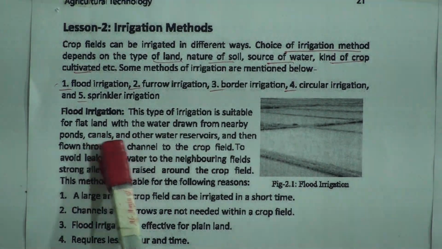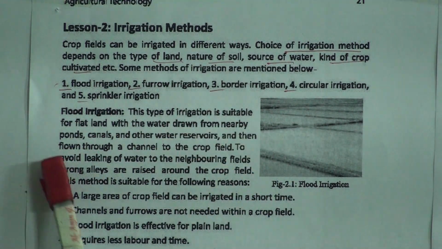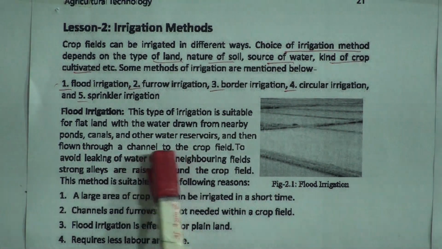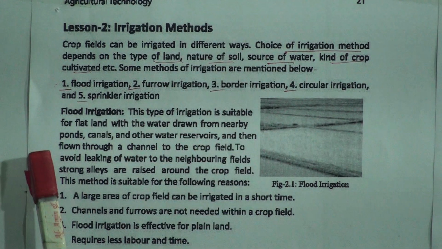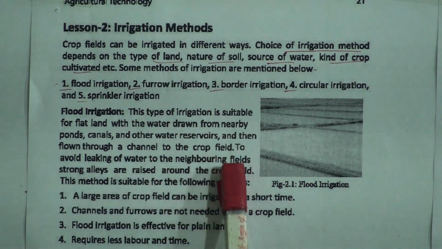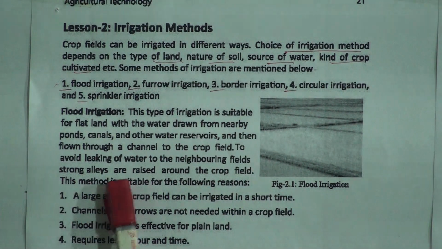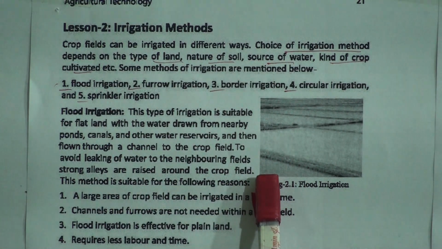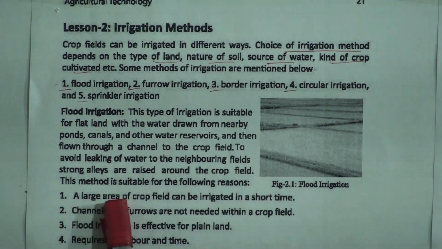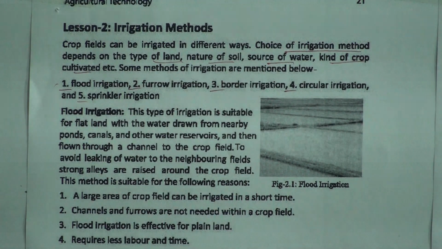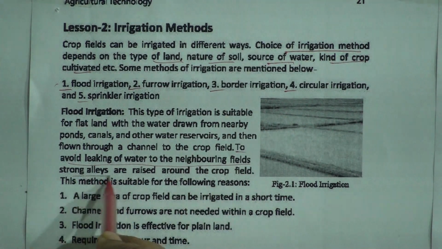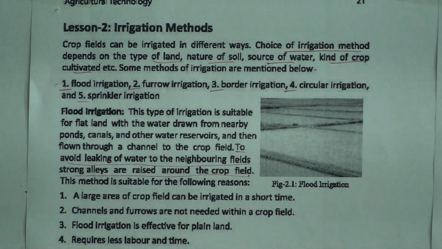Flood irrigation. This type of irrigation is suitable for flat land with the water drawn from nearby ponds, canals and other water reservoirs and then flown through a channel to the crop field. To avoid leaking of water to the neighboring fields, strong alleys are raised around the crop field. In which system? In flood irrigation system.